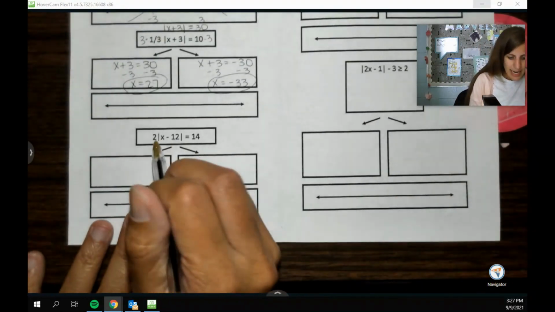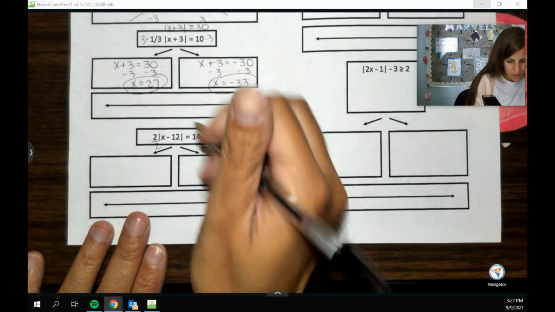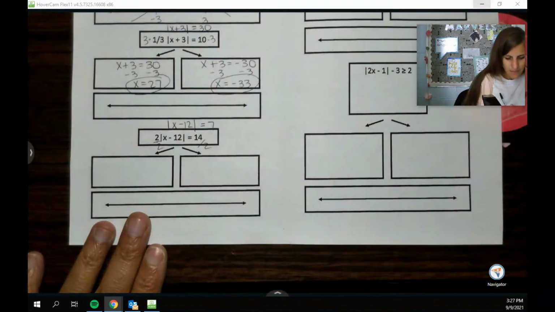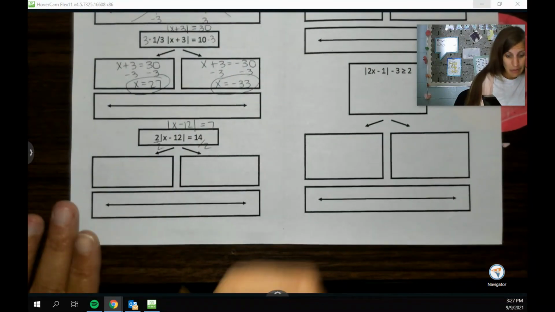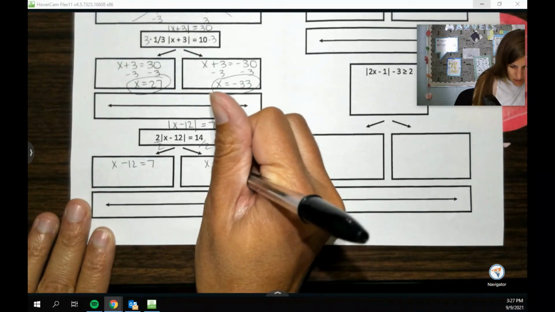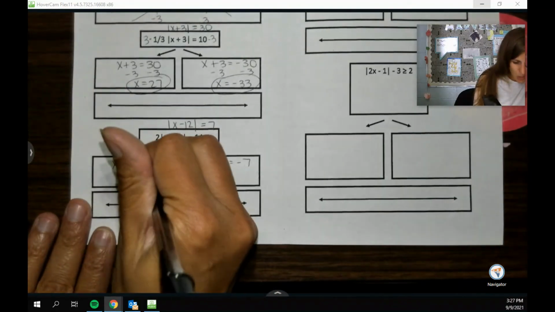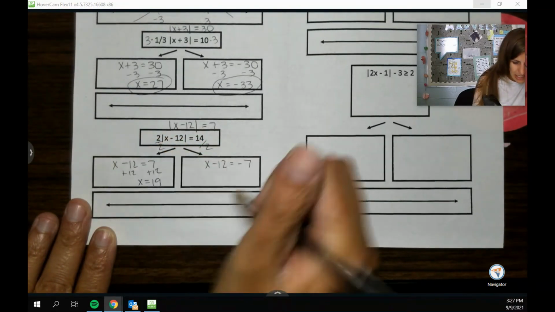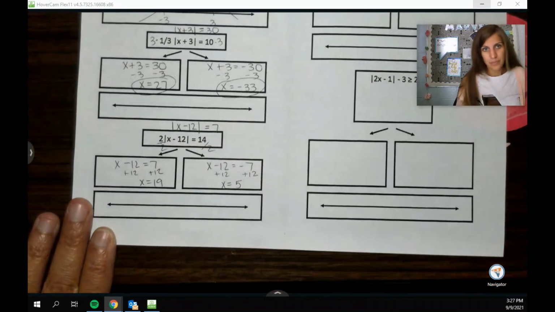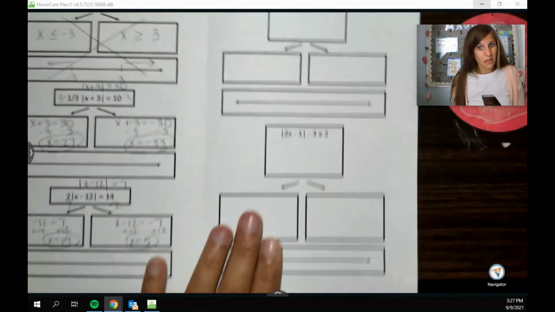So trying a couple more here. I need to get rid of this number on the outside first. I can't distribute it through, so I'm going to divide it away. And so we'll have absolute value of x minus 12 equals 7. And now that my bars are alone, we can make our 2 equations. So x minus 12 equals 7, and x minus 12 equals negative 7. Then we solve each one. So I'd add 12, and x equals 19. And I'd add 12 over here, and x equals 5. And notice that I didn't graph either one of these, this one or the last one, because they were equals, so not important.